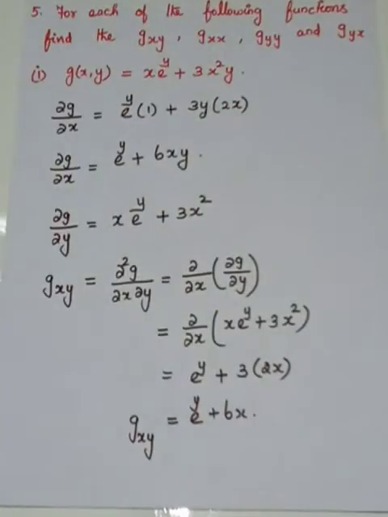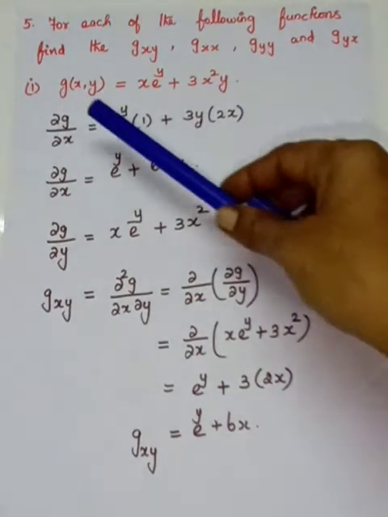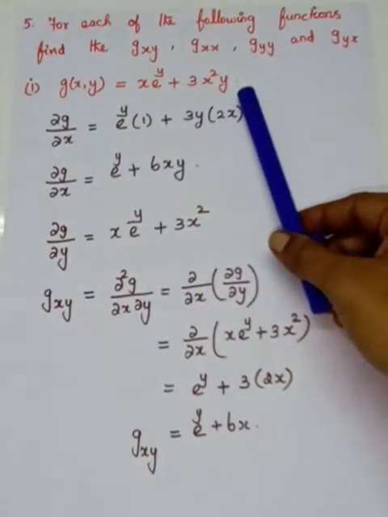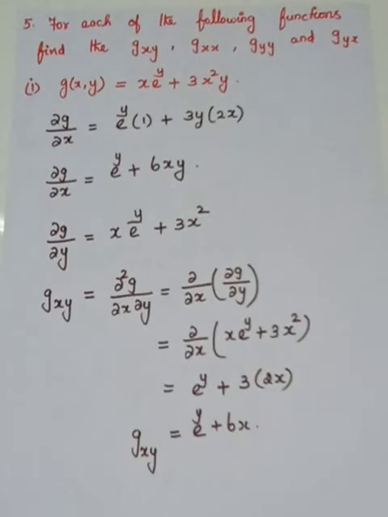So next one, problem number 5. For each of the following functions, find gxy, gxx, gyy and gyx. Okay, g is the function of x and y. So here you have this function. Here what is asked? The second order partial derivatives.